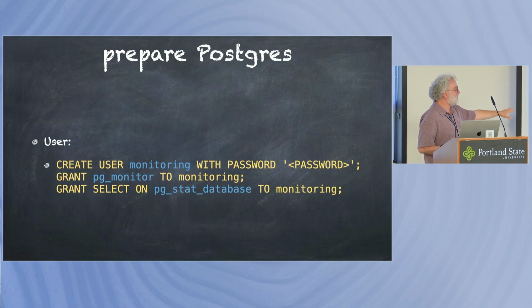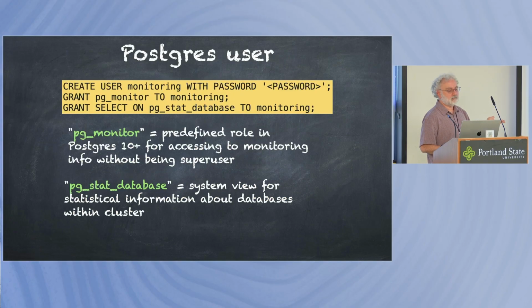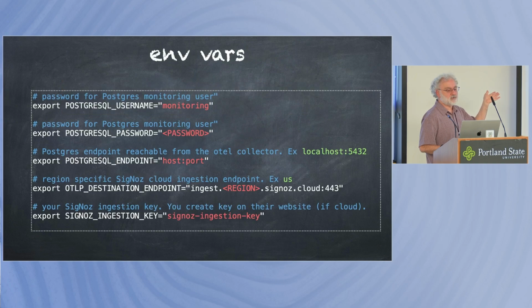So, it's also going to be looking at the pg_stat database for information. So you just run those on your Postgres side, and I just mentioned those two pieces. And then you're going to set some environment variables, or you can write these into the configuration YAML I'm about to show you.